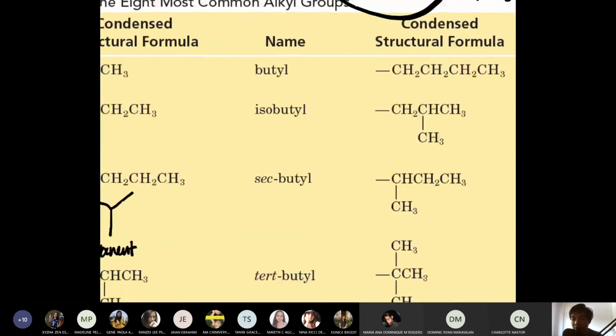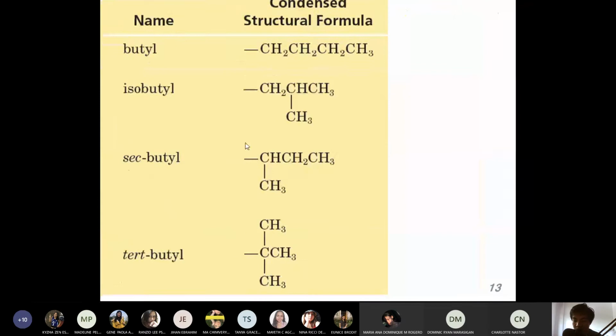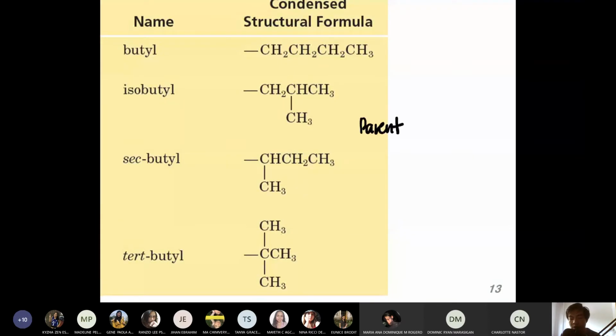Okay? Next one, butyl, isobutyl, sec-butyl, and tert-butyl. No? So, yung butyl, draw ko yung parent dyan. Yung butyl, ano itsura niyan? Ganito. Ayan. So, ito yung itsura ng butyl. Carbon 1, 2, 3, 4. So, 4 carbons, but. Substituent yan sa parent. Butyl, no? 1, 2, 3, 4. Butyl. Yan. Tapos, may isomers pa yan, no? So, may isobutyl tayo, sec-butyl, and tert-butyl.